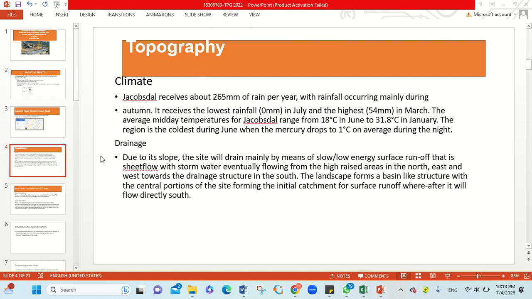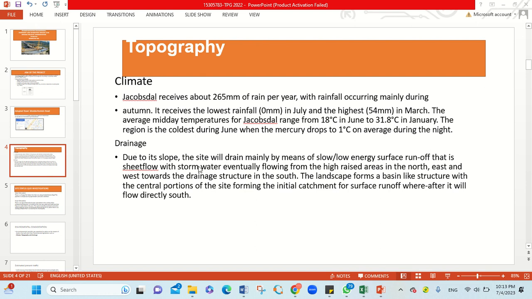Topography. We want to look at climate. Jacobsdal receives about 265 millimeters of rain per year, and in autumn it receives the lowest rainfall of 0 millimeters in July and the highest of 54 millimeters in March. The average midday temperature of Jacobsdal ranges from 18 degrees Celsius in June to 31.8 degrees Celsius in January.